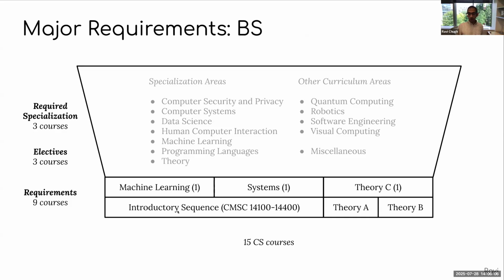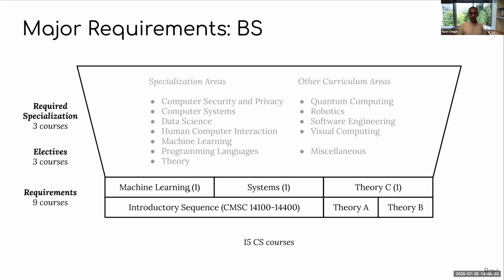We've got a 4-course introductory computer science sequence, CS 141 through 144, which we'll be telling you a lot more about soon. There's also 2 required theory courses, which are labeled Theory A and Theory B here. These are courses in discrete math and algorithms. And so this bottom row, these 6 courses are common to all students who are pursuing a Bachelor of Science in our department.